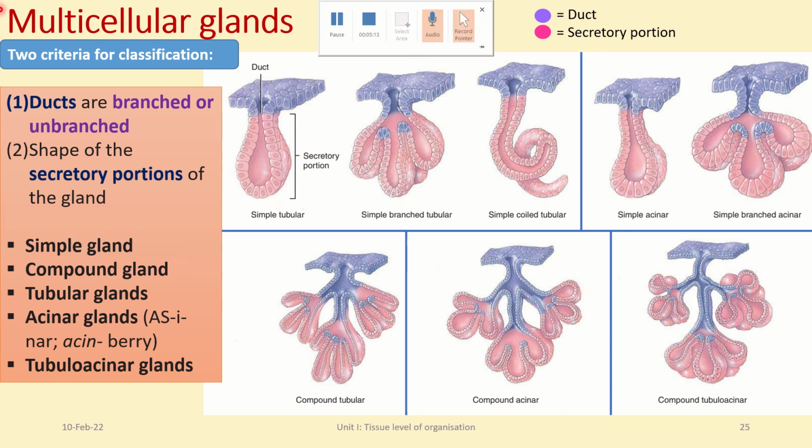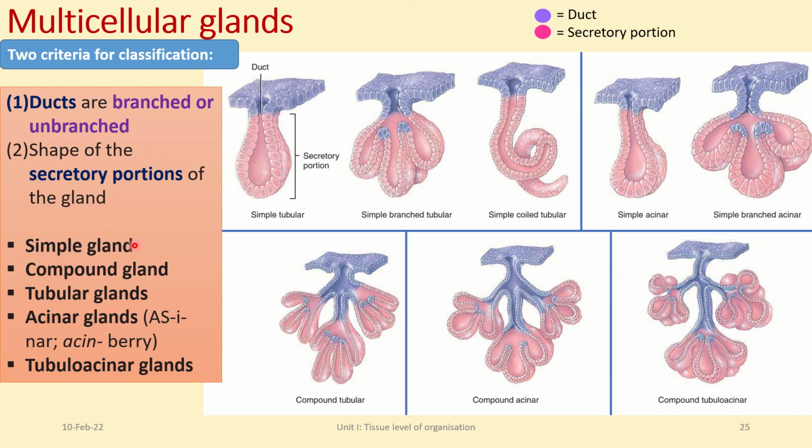So if I had to classify the multicellular glands, they're classified on the basis of two criteria. First, whether the ducts are branched or unbranched. As you can see, this one would be unbranched. And what is the shape of the secretory portion? Whether it is tubular, whether it is coiled, whether it is compound acinar, and so on. So if I talk about, let's say, the simple glands, the simple glands will be the ones where the duct of the gland will not branch.